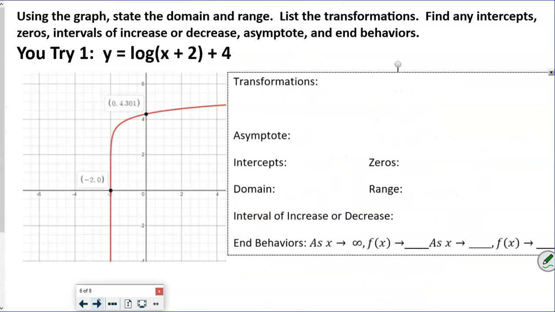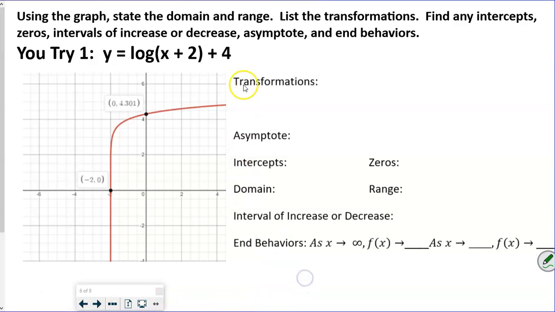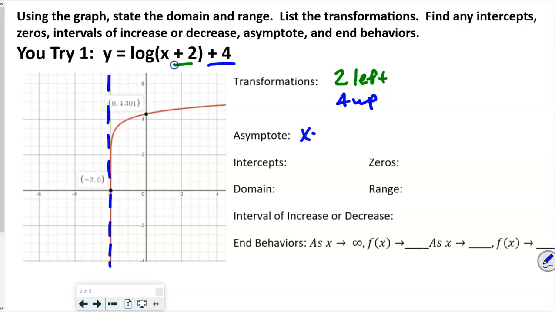All right. Now let's see if you guys can do this. You try and come back to me when you're done, okay? All right, so here again, we have some transformations, right? So we're going to move 2 left. That's what this is telling us, 2 left. And then this right here is telling us we're moving 4 up, right? Okay, our asymptote is right here. It is that vertical line that the graph's going to approach but never touch. So what is that? X is equal to -2, right?